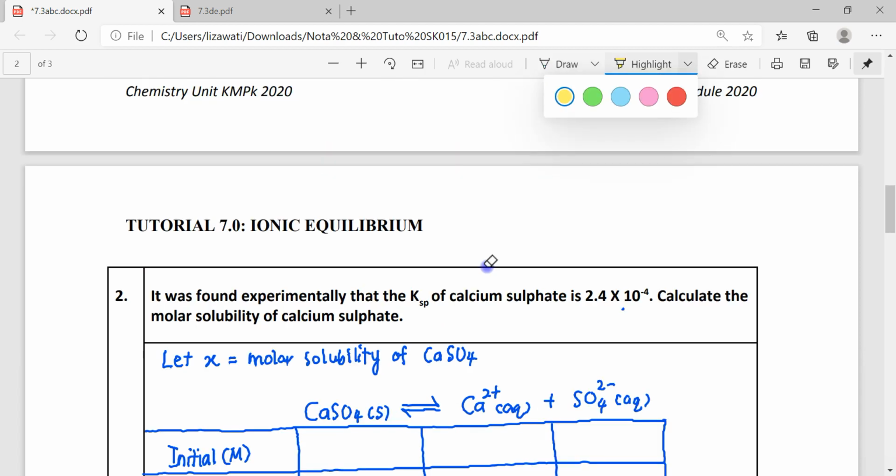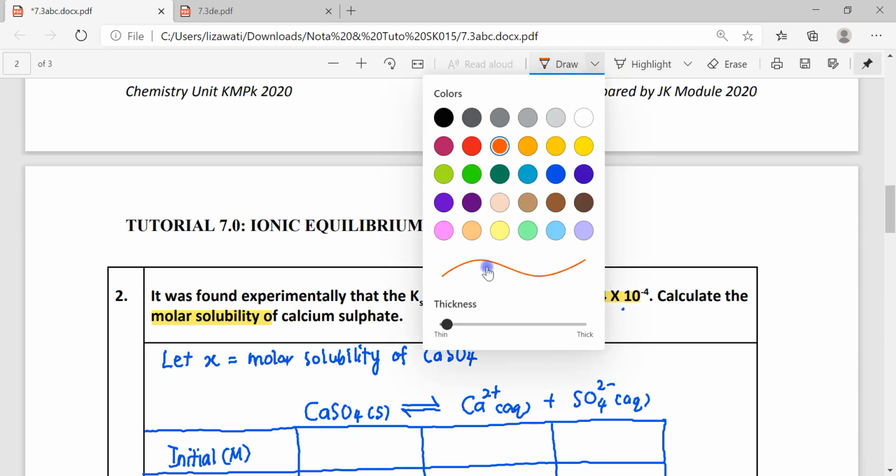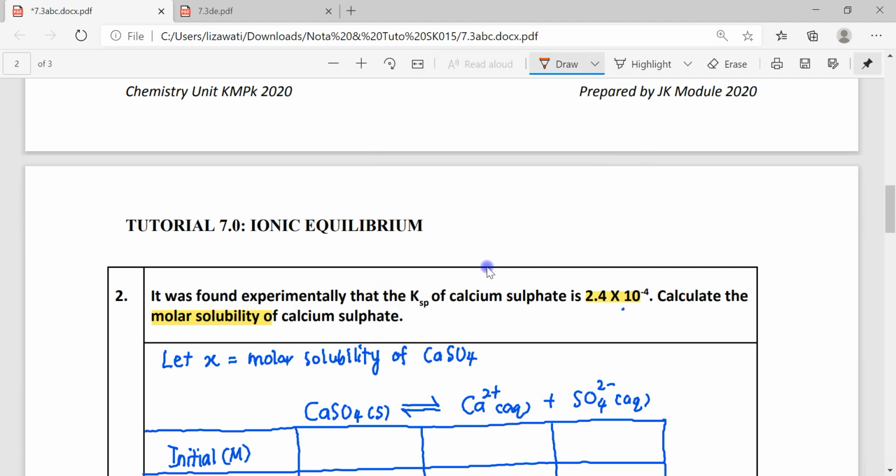It was found experimentally that the KSP of calcium sulfate is 2.4 times 10 power negative 4. Calculate the molar solubility of calcium sulfate. So what should we do? First of all, you have to write the assumption. A sample assumption here: let x equal the molar solubility of calcium sulfate. So here is the first step.